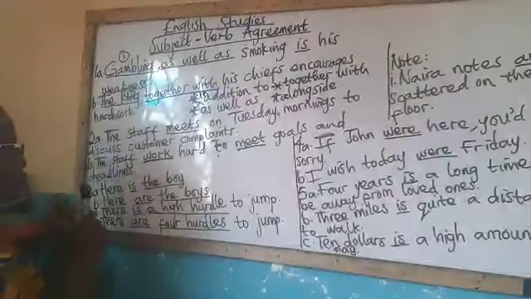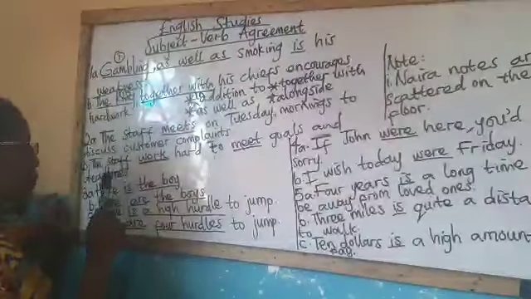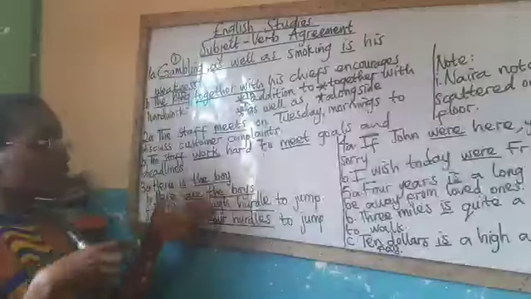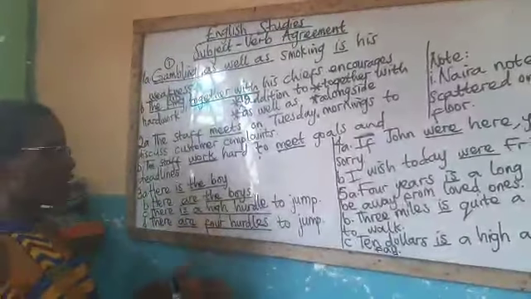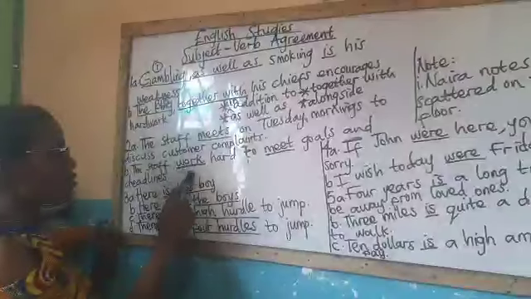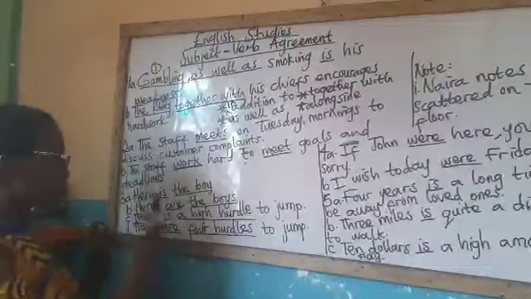For the next example: the staff work hard to meet goals and deadlines. For the staff in this sentence, we are looking at the individuals in that particular group. And so in that sense, we have to make use of plural verbs. That is why we used work and meet to indicate that intention.